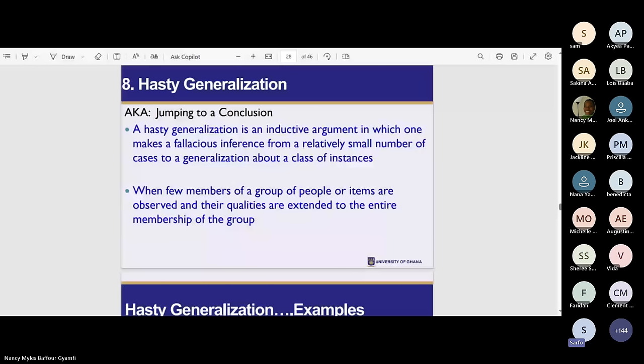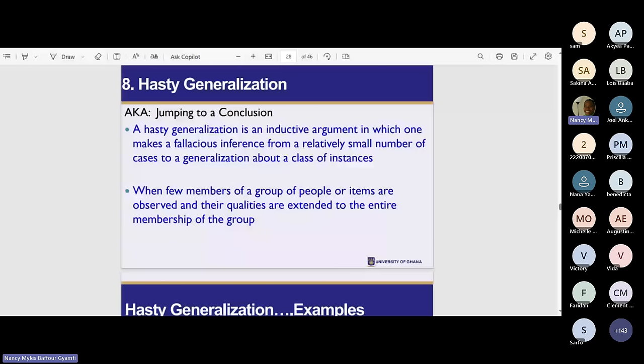When a few members of a group of people or items are observed and their qualities are extended to the entire membership of the group. Very good. I don't think this one needs further elaboration. Look at the name very well. You are in a hurry. You are in a haste. Open term. You are in a haste, in a hurry to generalize. You are in a hurry to say something about the whole set, when all you have evidence for is a few.